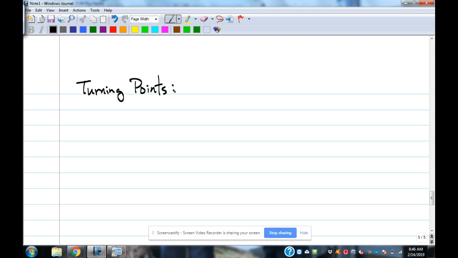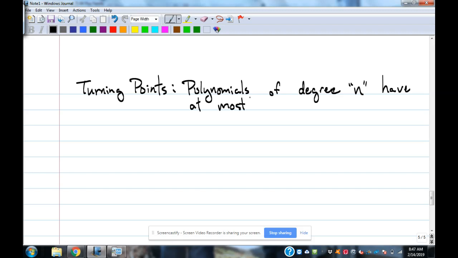This is the easiest thing that we'll do the whole chapter. Turning points means those places where the graph changes direction. Okay, turning points, polynomials of degree n have at most n minus 1 turning points. That means they have n minus 1 changes in direction.